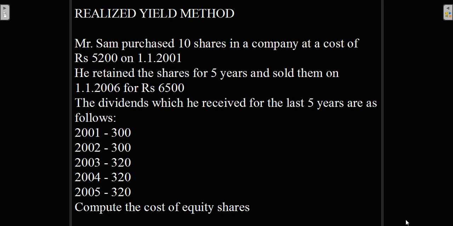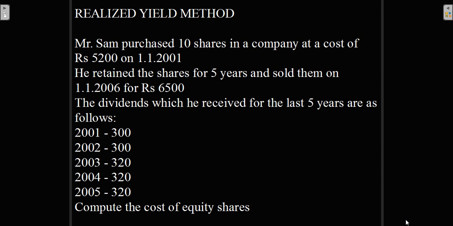Mr. Sam purchased 10 shares in a company at a cost of rupees 5,200 on 1st January 2001. He retained the shares for 5 years and sold them on 1/1/2006 for a price of rupees 6,500. The dividends which he received for the last 5 years are as follows.